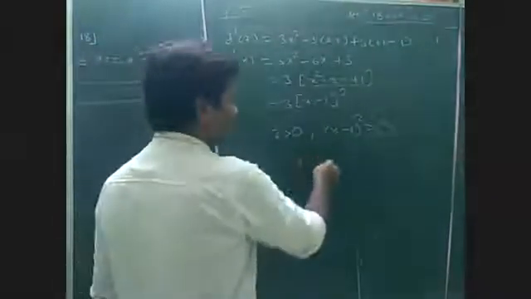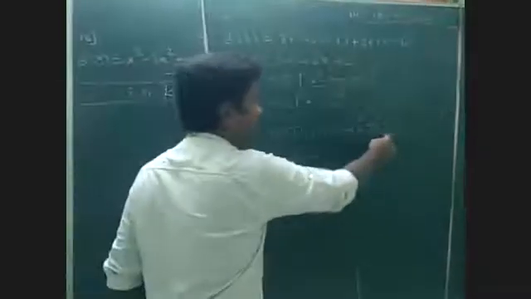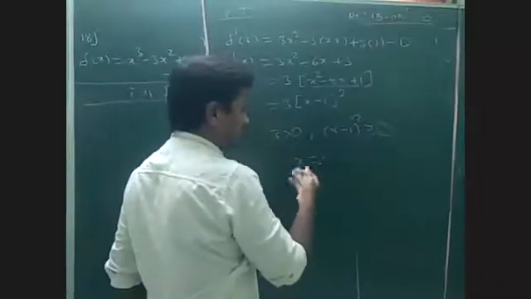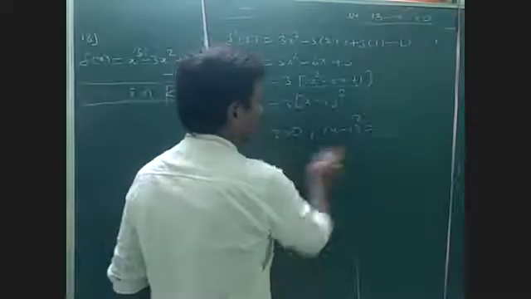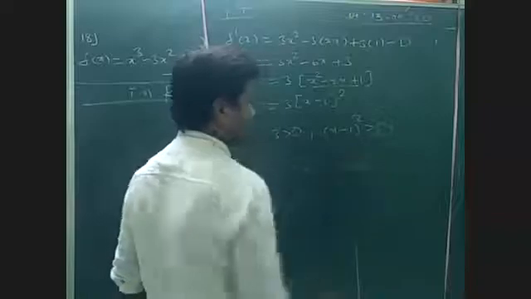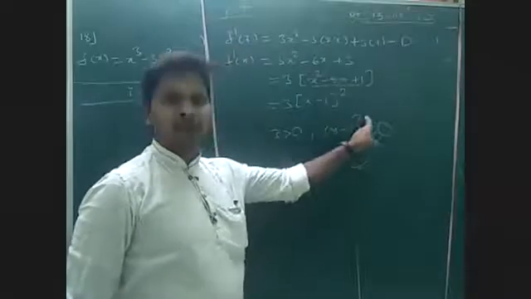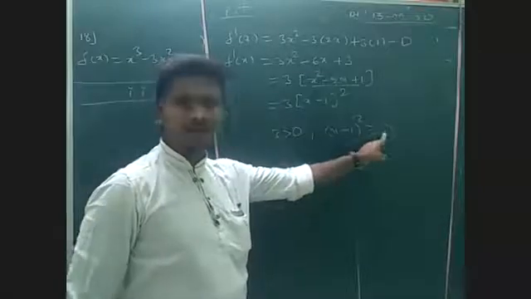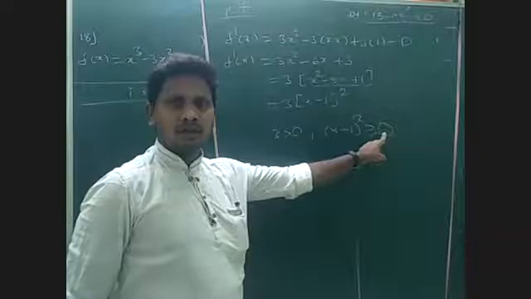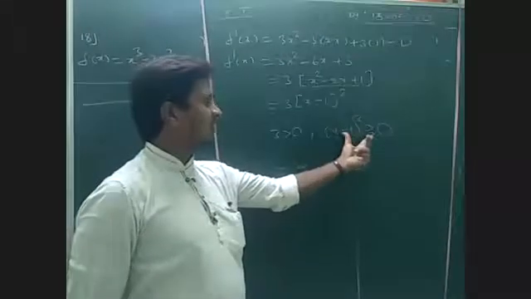Substitute x is equal to 1. 1 is a real number, and 1 minus 1 is 0. Except 1, you can substitute 0, minus 1, so like minus infinity to plus infinity, any value you can substitute here. The square of any number will always be greater than or equal to 0. This 3 is already greater than 0. This value is greater than or equal to 0.